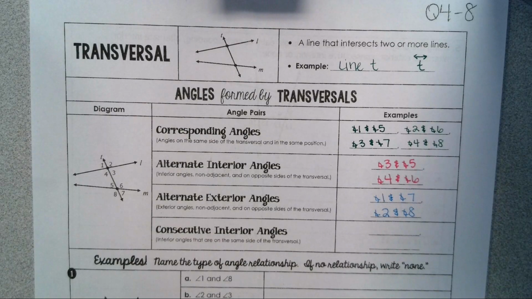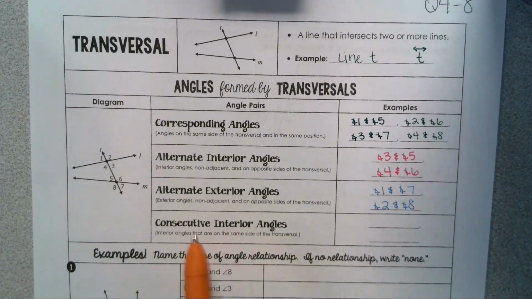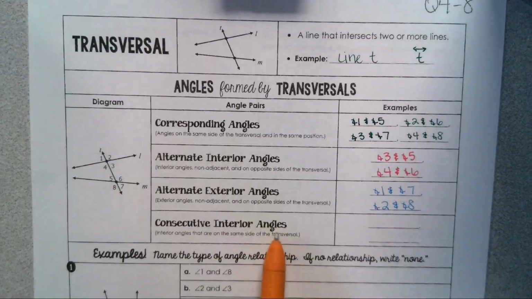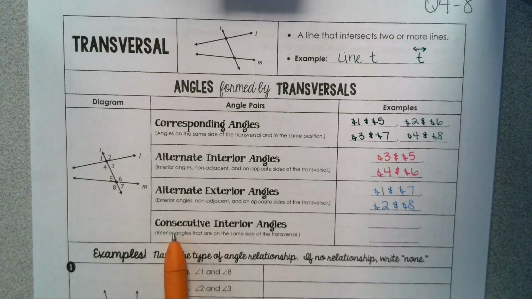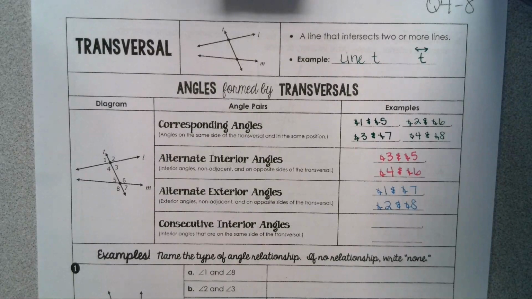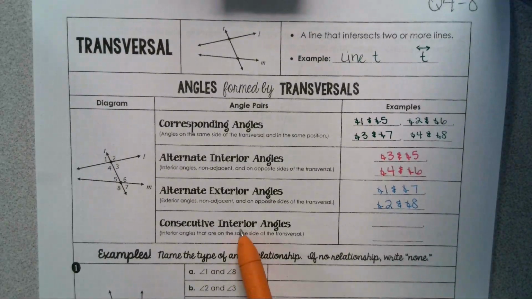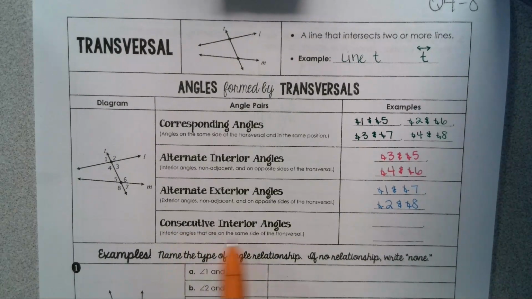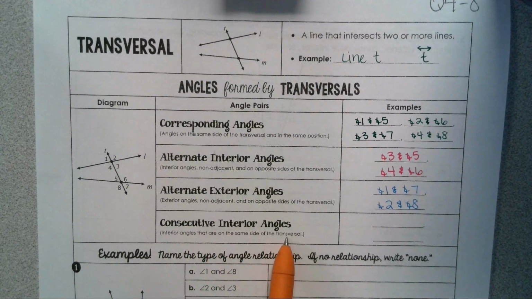And then the last pair that we're going to look at today is consecutive interior angles. Consecutive means that they come right after each other. So if we're going to talk about consecutive numbers, 9 and 10 would be consecutive because 10 comes right after 9. Interior meaning inside. So when you see consecutive, that's going to mean that they're on the same side of the transversal.